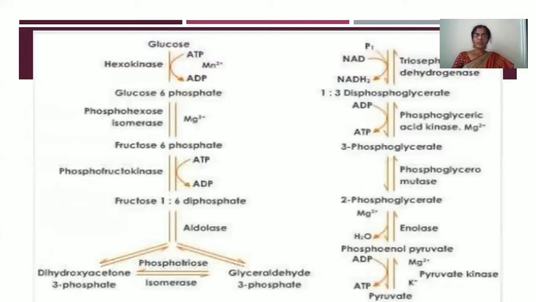This is the flow chart of glycolysis. In this pathway, 10 reactions take place. The first substrate is glucose. This glucose undergoes many reactions and at the end, 2 molecules of pyruvic acid are produced. Glucose is a 6-carbon compound which is degraded into 2 molecules of pyruvic acid. Pyruvic acid is a 3-carbon compound.